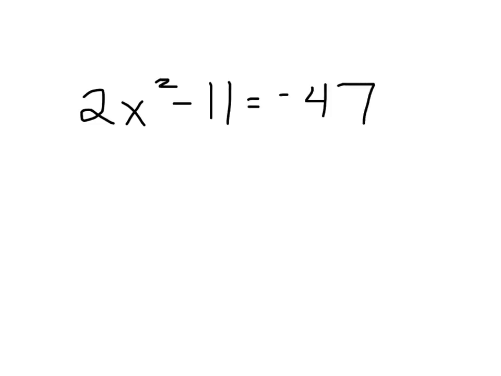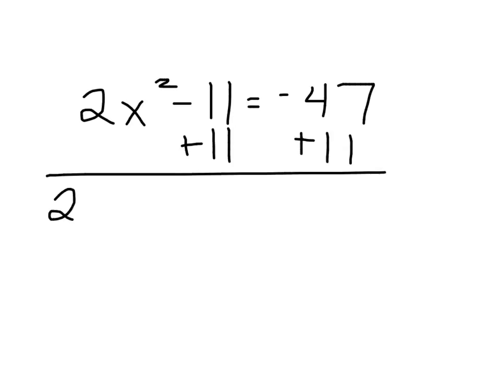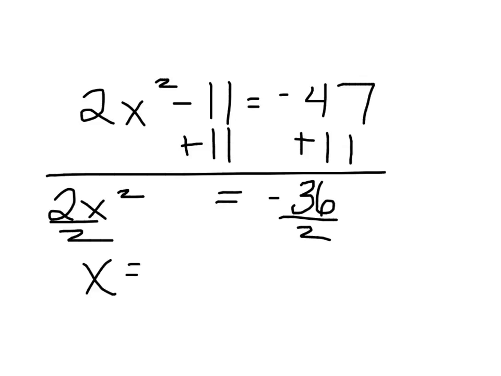Okay, what do we do? Add the 11. What's negative 47 plus 11? Negative 36. Now what? Divide by 2. And what is negative 36 divided by 2? Negative 18. Now what? Square root it.